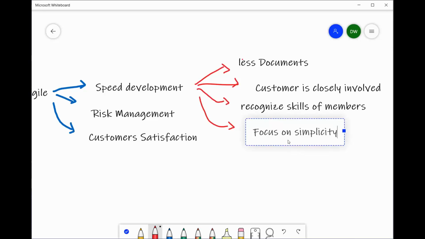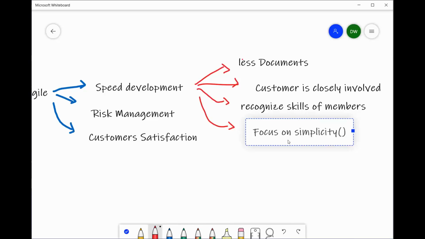So focusing on simplicity means they always try to eliminate complexity. When a software project is really complex, it takes a lot of time to analyze that software system and give the solution. Therefore, they always focus on simplicity. They want to eliminate any complexities involved within the tasks they have to develop.